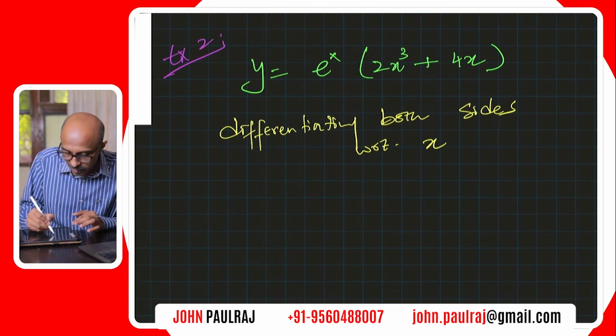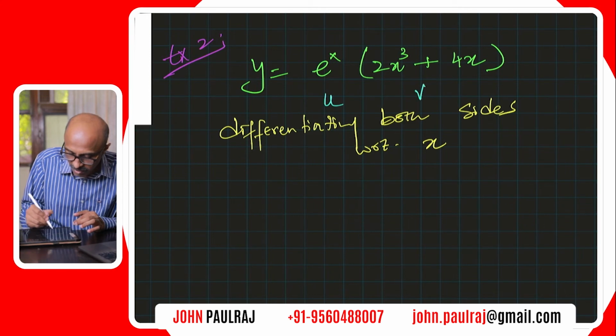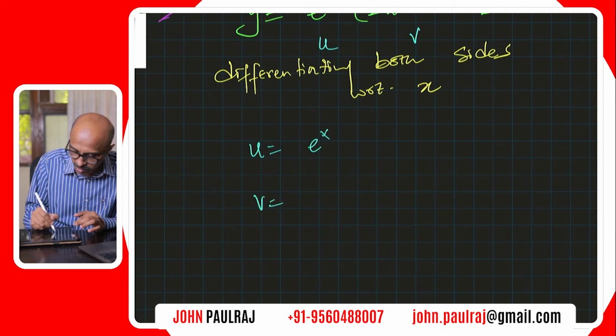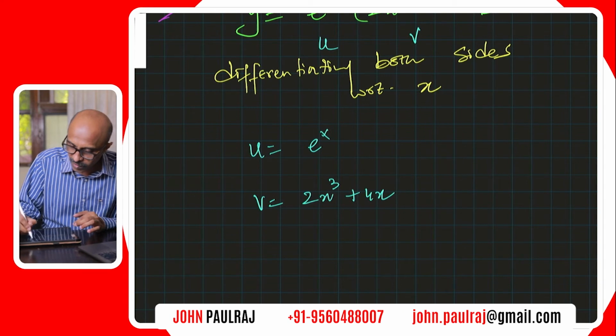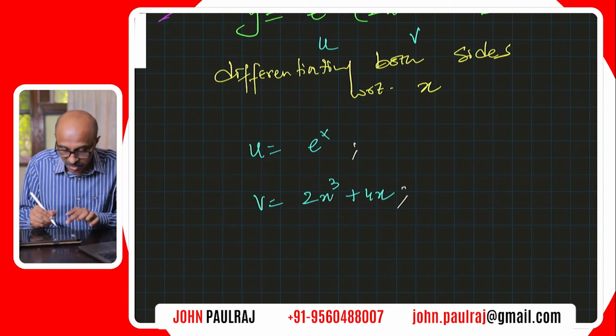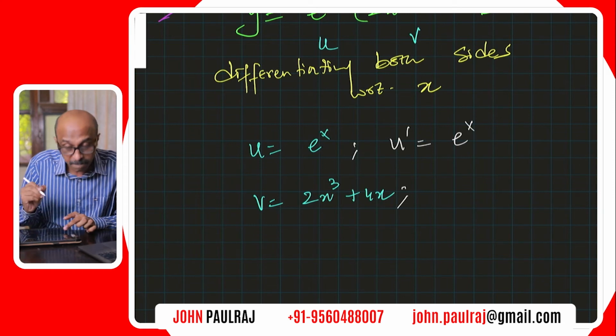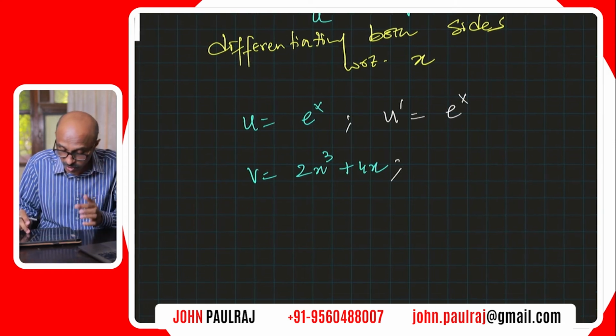So here again we identify what's going to be u and what's going to be v. u is e to the power of x, and v is going to be equal to 2x cubed plus 4x. Once you've identified them, differentiate them separately. The derivative of e to the x is e to the x. Know all your rules, okay? Those things you need to commit to memory.